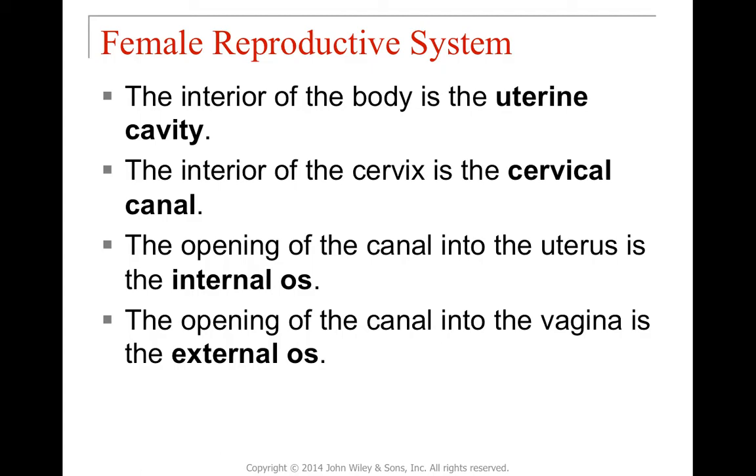Inside the uterus is the uterine cavity. The interior of the cervix is called the cervical canal, and the cervical canal has two ends. The opening of the canal is the internal os, and the other side of the opening that enters into the vagina is the external os. So the part that lines up into the uterus is internal, and the part at the vagina is external.